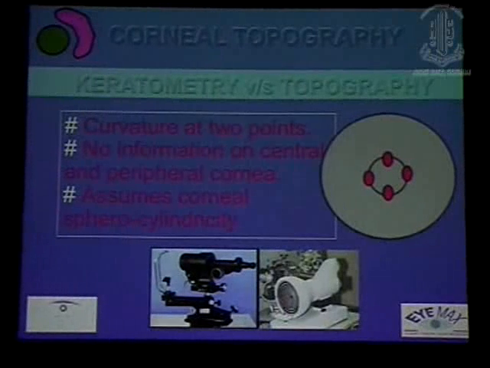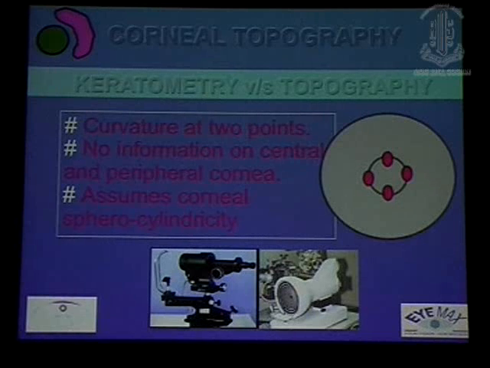Now, it's not that only today we have started measuring the shape of the cornea. We have been doing that for the past many decades, and we have been doing it by a simple procedure called keratometry. Keratometry, as you know, is a procedure with which we calculate the corneal curvature, which is again a measure of the shape of the corneal surface.